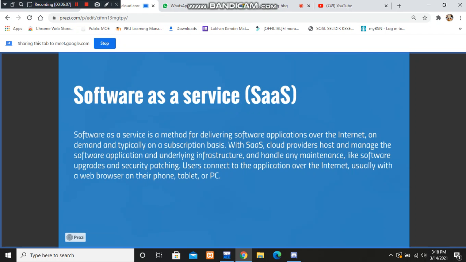Software as a service, SaaS. Software as a service is a method for delivering software applications over the internet on demand and typically on a subscription basis. With SaaS, cloud providers host and manage the software application and underlying infrastructure and handle any maintenance like software upgrades and security patching. Users connect to the application over the internet, usually with a web browser on their phone, tablet, or PC.